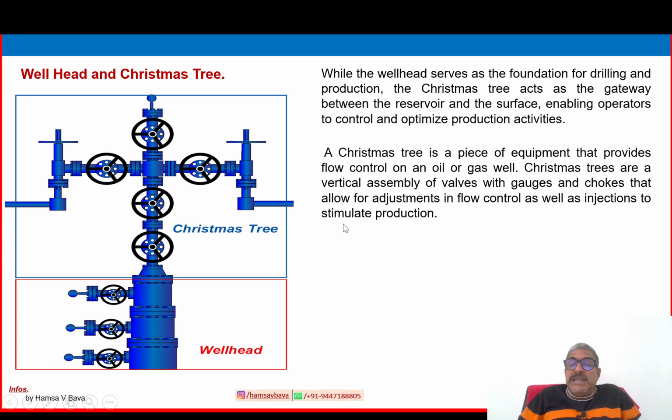A Christmas tree is a piece of equipment that provides flow control of an oil and gas well. Christmas trees are a vertical assembly of valves with gauges and chokes that allow for adjustments in flow control as well as injection to stimulate production. So all activity for well control is done from the Christmas tree. That we have to understand.